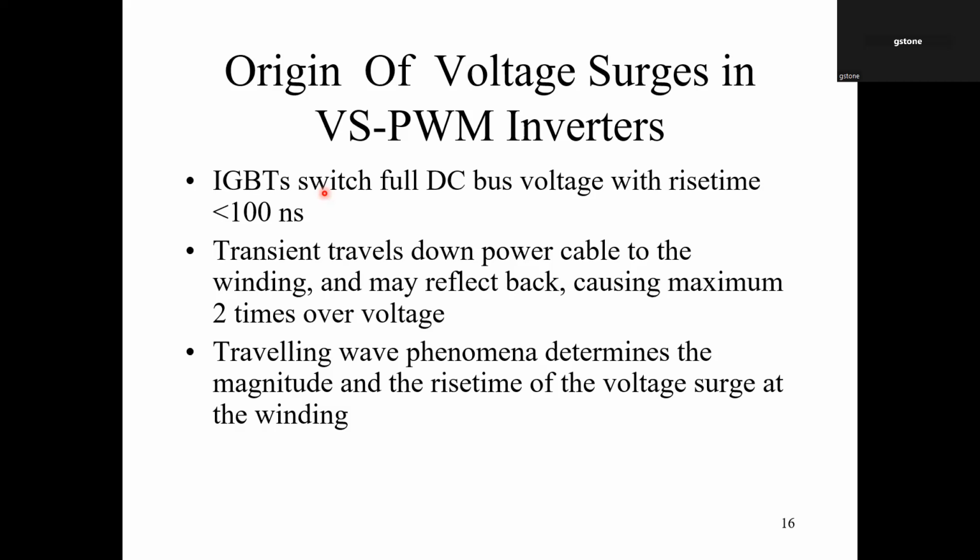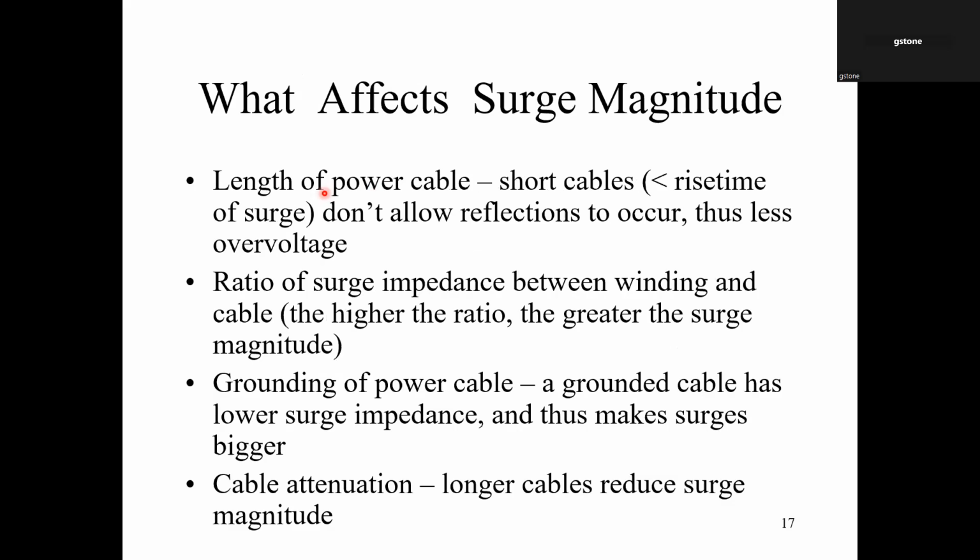So we get transmission line effects, and that can affect the magnitude of the pulse and, as it turns out, the rise time. So what affects the surge magnitude? The length of the power cable. If the cable is really short, it turns out you won't have those transmission line effects. This is why in electric vehicle applications and aircraft applications, they basically bolt the inverter right onto the motor. So there is no cable, and this prevents this doubling of the overvoltage.